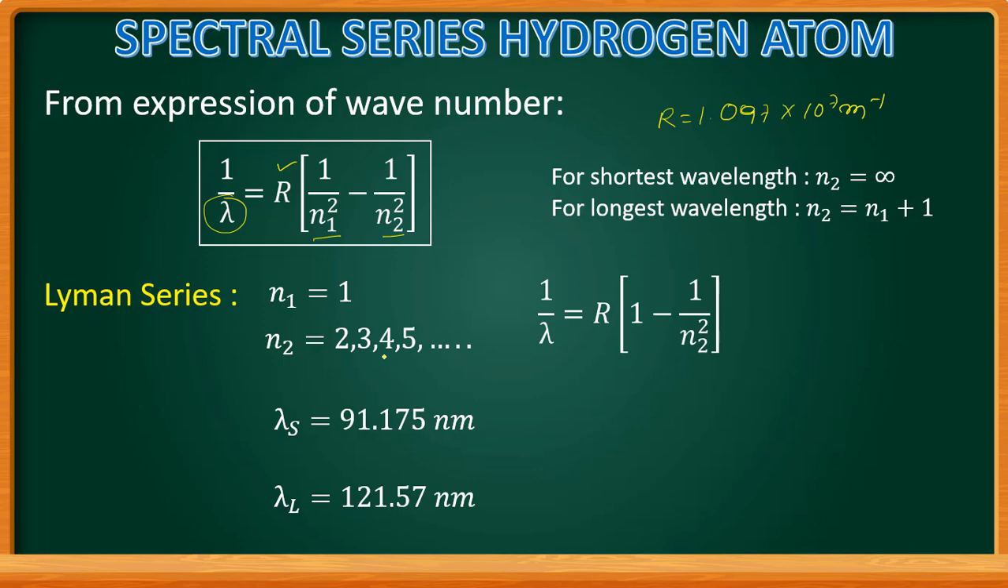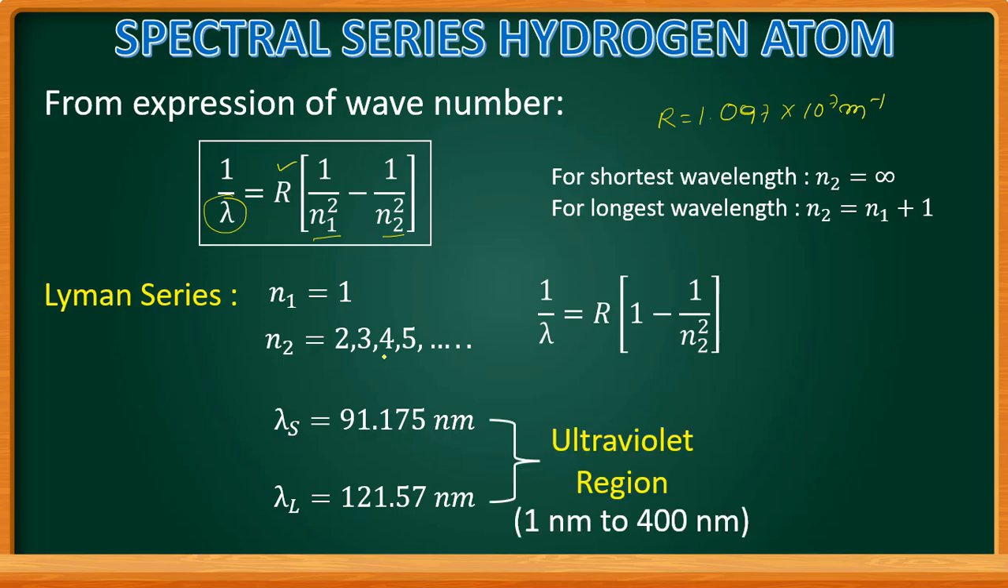You can see this wavelength range lies within the ultraviolet region. As you know, in the ultraviolet region the wavelength range is 1 nanometer to 400 nanometer. As lambda shortest and lambda longest lie within that region, you can say that the Lyman series lies within the ultraviolet region. Yes or no?